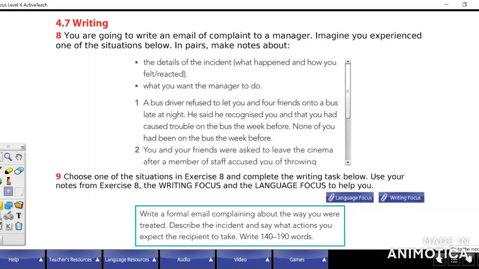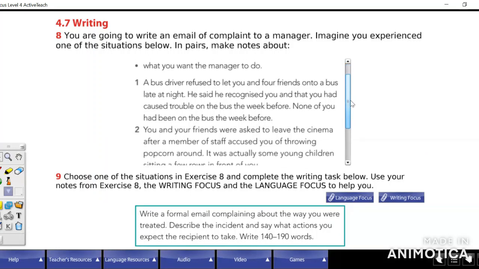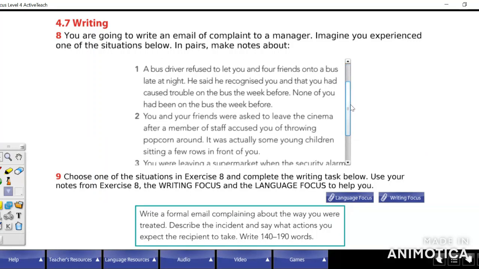So we have a couple of situations, and the first one, I'll read it with you, is this. A bus driver refused to let you and 4 friends onto a bus late at night. He said he recognized you and that you had caused trouble on the bus the week before. None of you had ever been on the bus the week before. So it's not true. How will you complain?